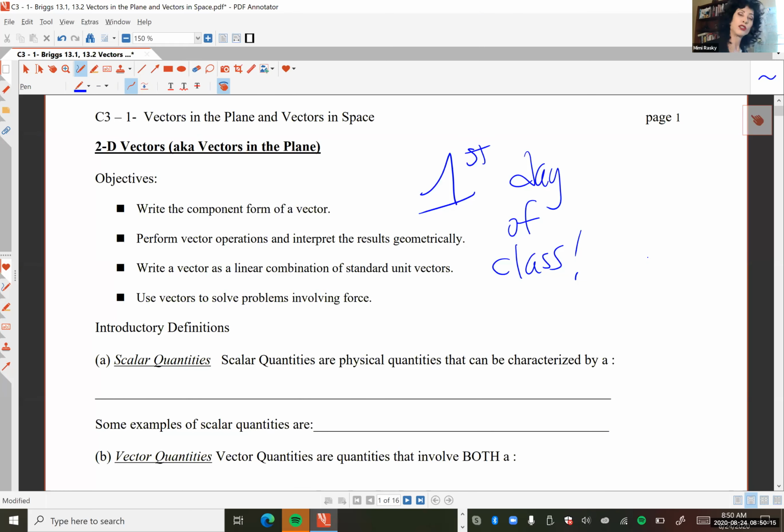Okay, so we're going to start with two-dimensional vectors, and then we might get into 3D a little bit today. If not, we'll for sure get into it in the next class meeting, okay? So here's the deal, folks. I'm not going to do any calculus for like the first week or two of this class.